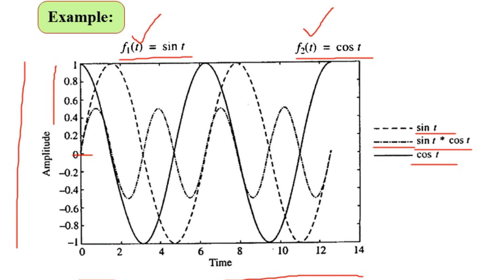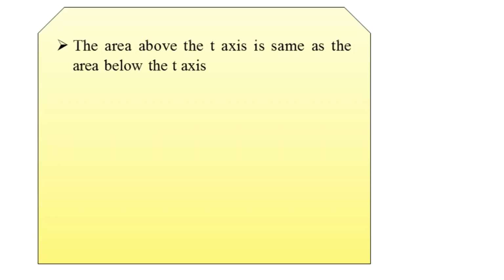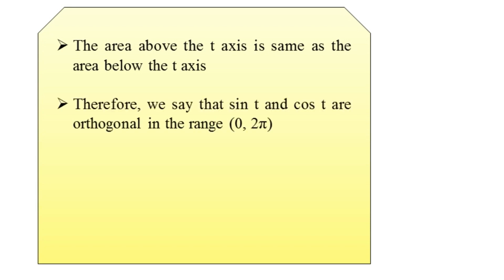So the area above the t-axis, meaning the time axis as we have represented at the bottom, is the same as the area below the t-axis. Here we have at the middle the 0 level. So therefore we can say that sine t and cosine t are orthogonal in the range 0 to 2 pi. This is the information in words I have given to you.